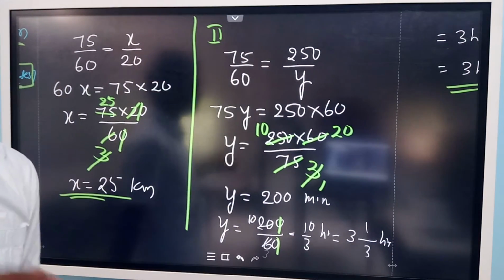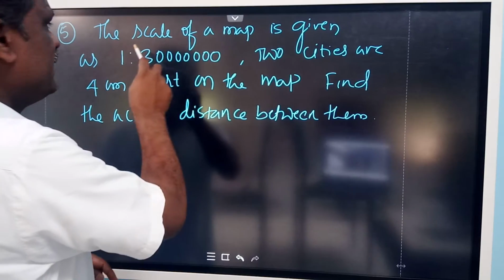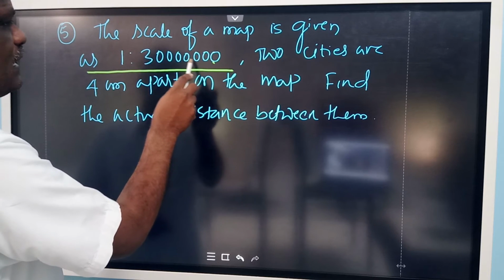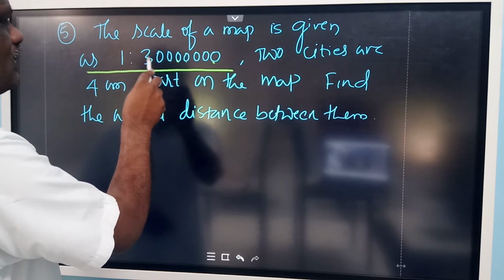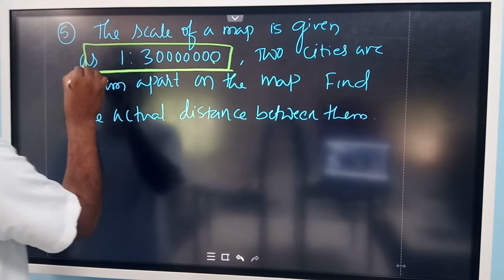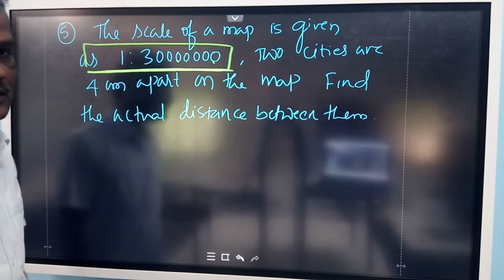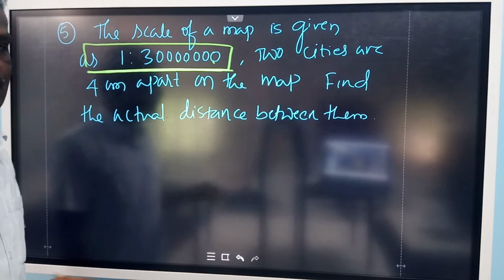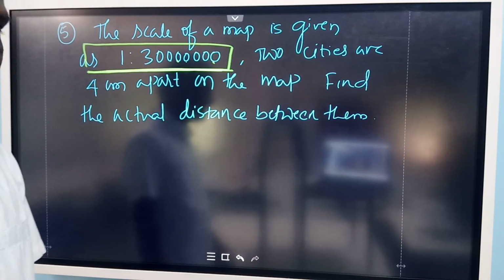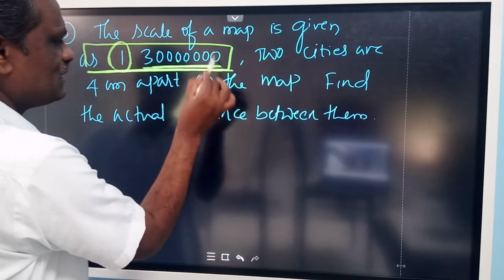You can write on this. Just listen here. The scale of a map is given as 1:3 crore. This is the scale given. You can see in any map at the bottom you will find such a scale. Scale means it is the ratio between the distance on the map and the original distance. So if this is the distance on the map, then this must be the original distance.